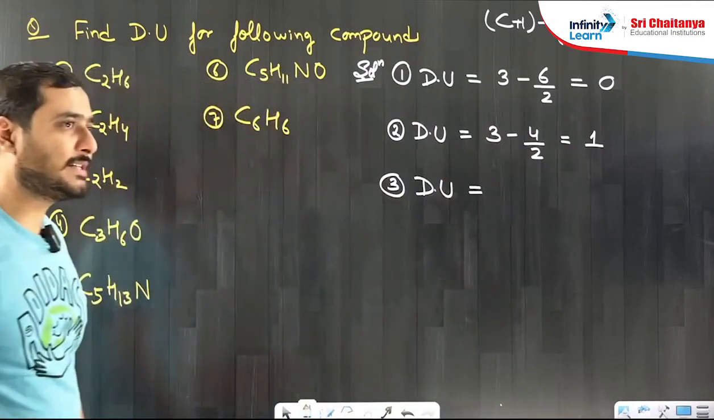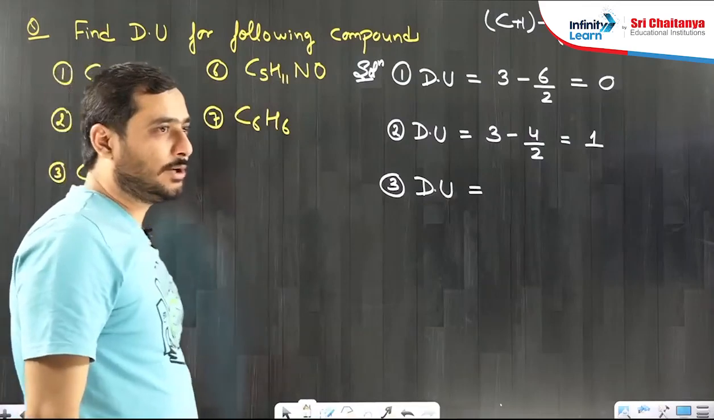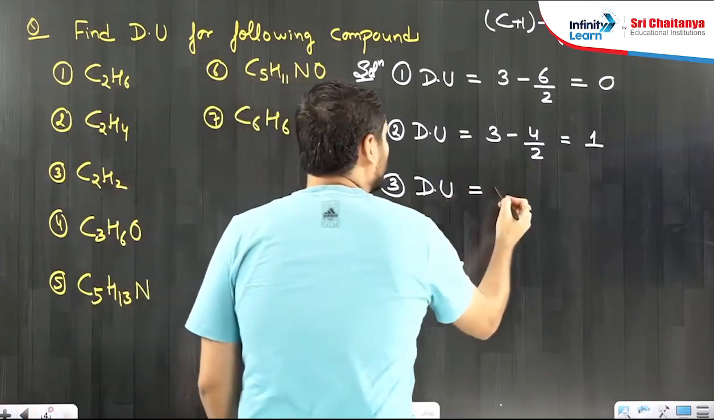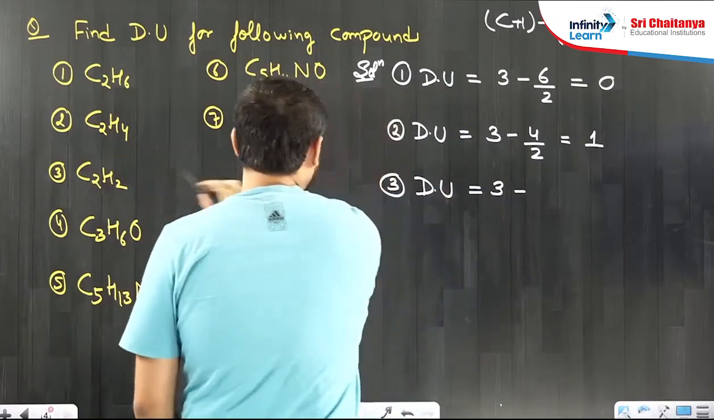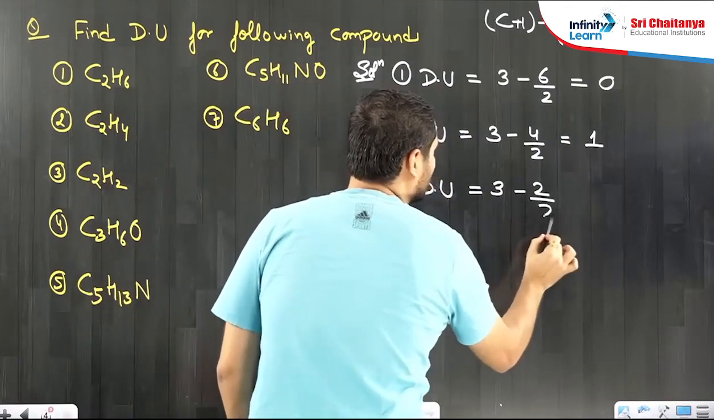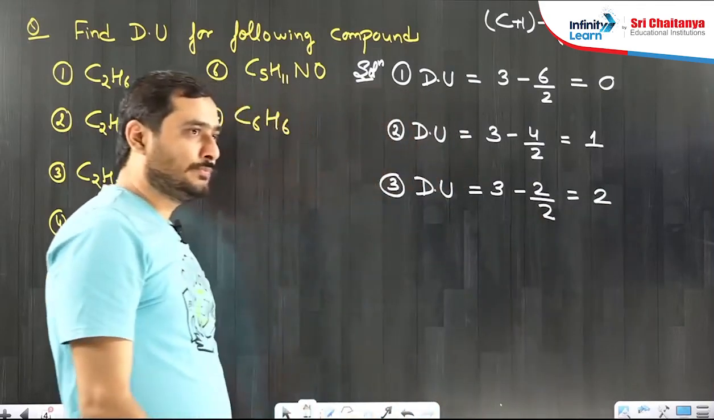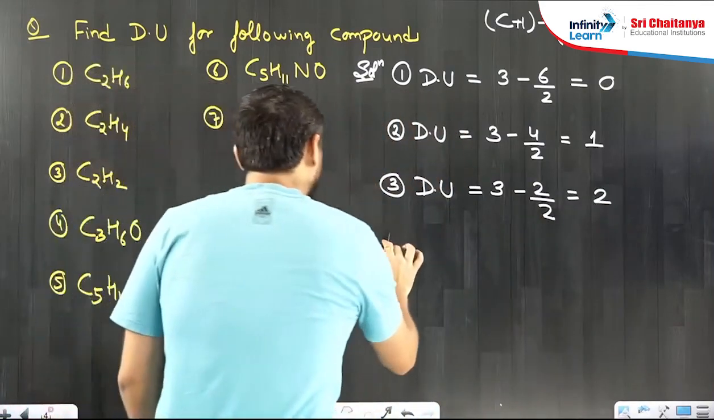Tell for the third, what is the degree of unsaturation? C2H2. Students are telling 2. But how many carbon atoms? 2. So 2 plus 1, 3. How many hydrogen? 2 hydrogen. So 2 divided by 2, 2 by 2, 1. 3 minus 1. What is the degree of unsaturation? 2. Okay. Now let us move to the fourth part.